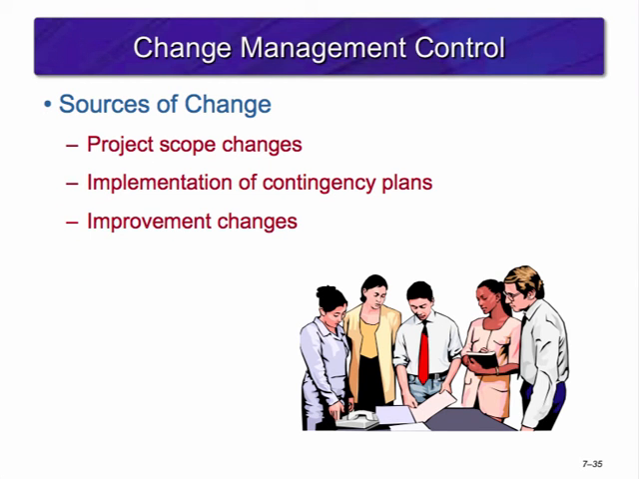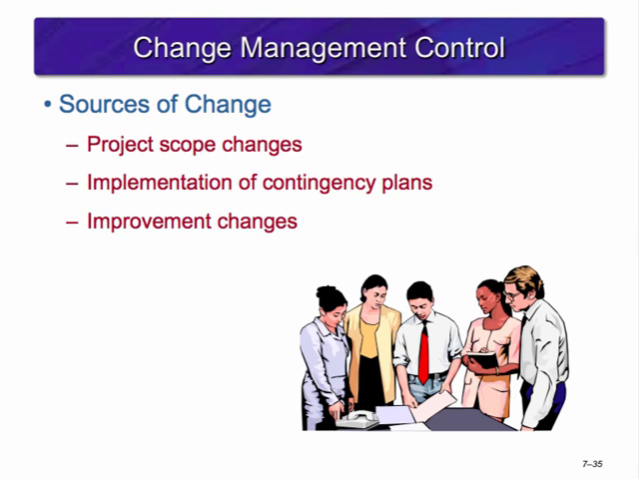Change management control is a major element of risk control. Changes come from many sources and easily fall into 3 categories. 1. Scope changes in the design or additions to the scope. A couple examples would be a customer request for a new feature or a redesign which will improve the product outcome. 2. Implementation of contingency plans represent changes in baseline costs and schedules and must be reported to change management. 3. Improvement changes suggested by the project team.